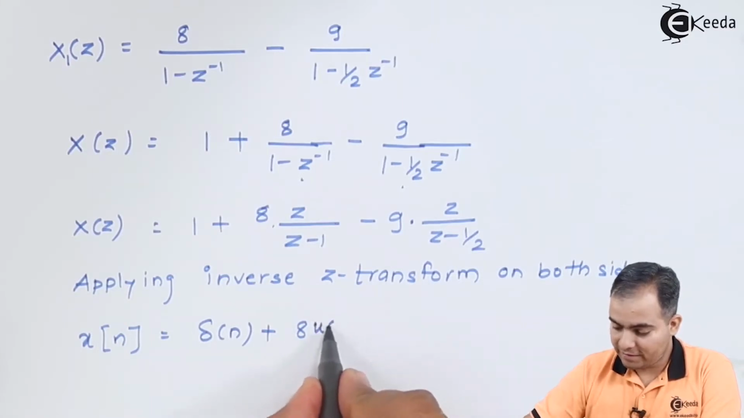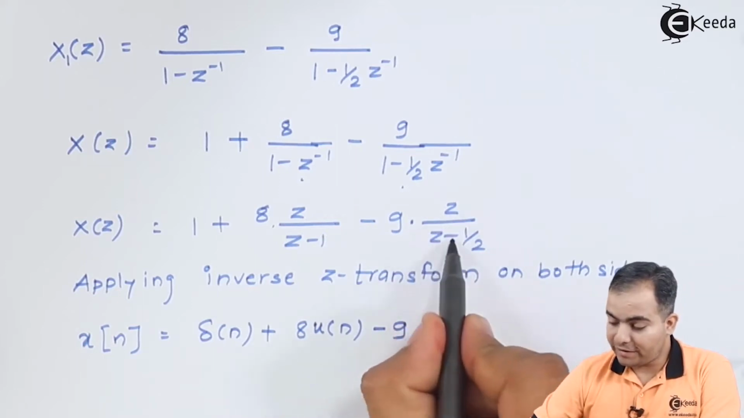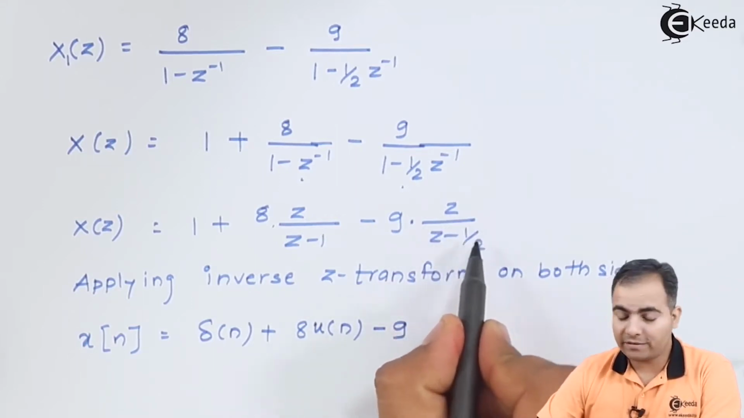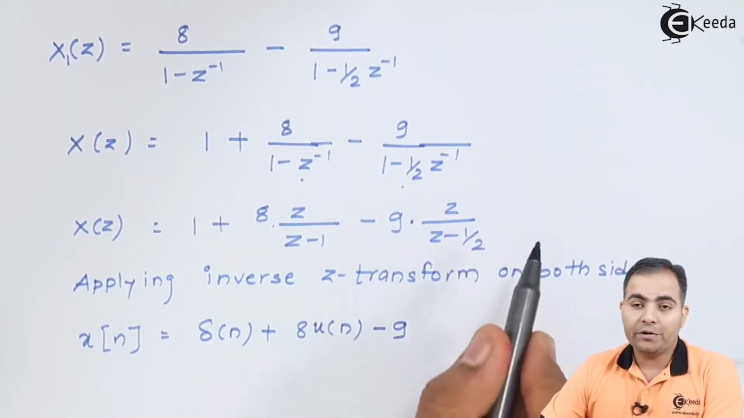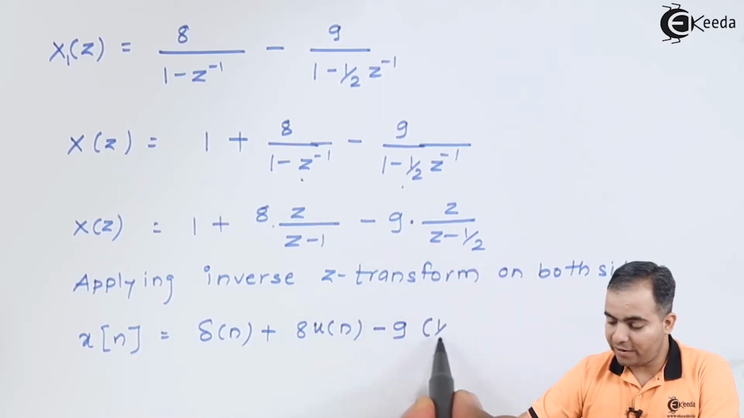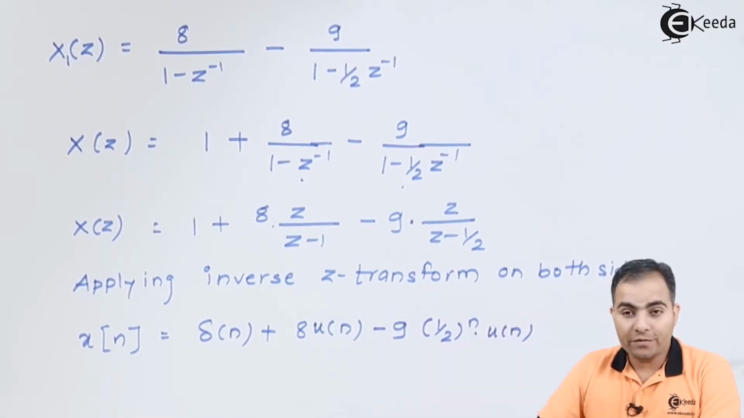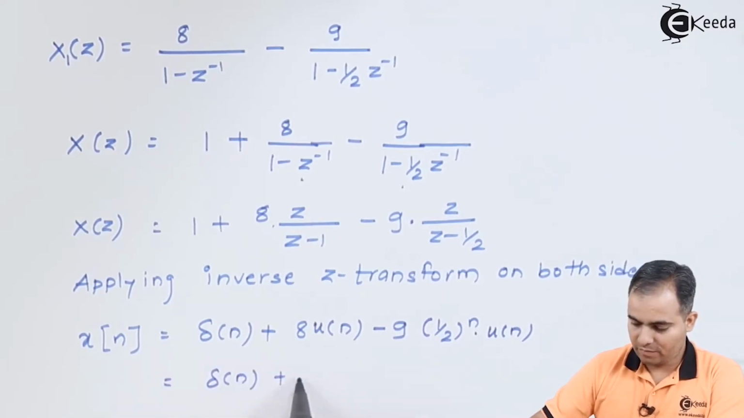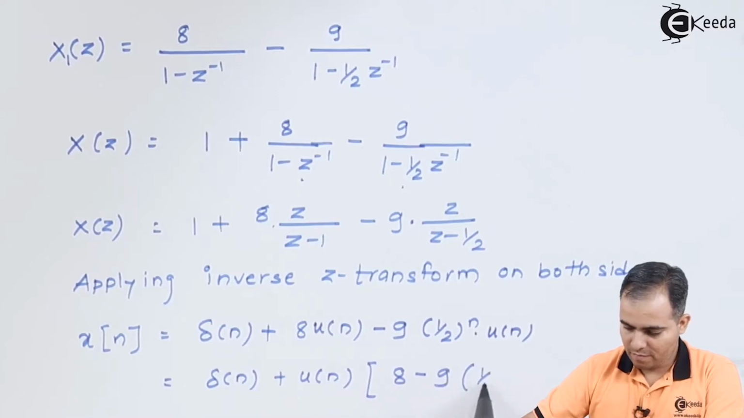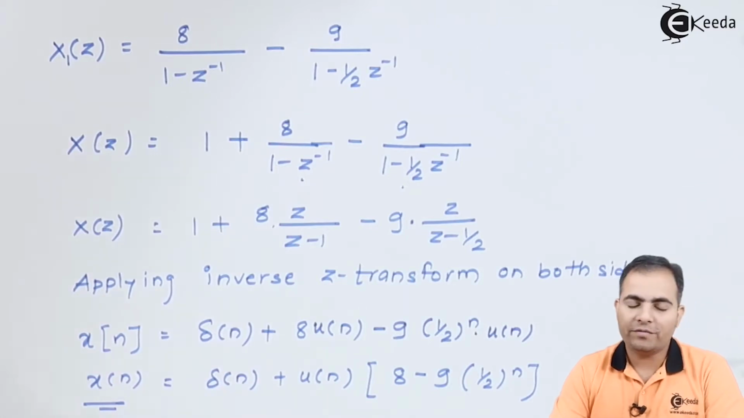that is u of n. Minus 9 is a constant. Now z upon z minus 1 is u of n, but here we have a half, and we know that a raised to n into u of n is always z upon z minus a, which means my a value is a half. So I'm going to write half raised to n, that is a raised to n, into u of n. If you want, then you can take u of n common from the last 2 terms. And this is nothing but the inverse z transform of the obtained or given function x of z.